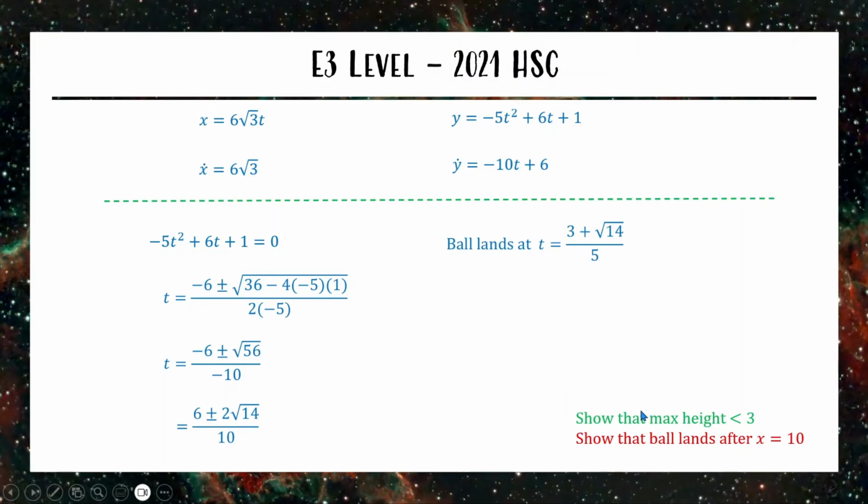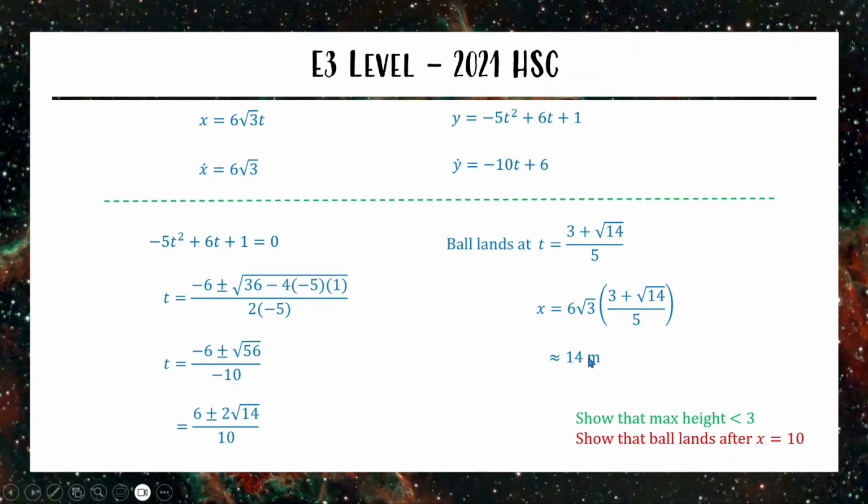And so we're trying to find the x value when it does land. So we should take this time and we should sub it into our horizontal displacement, which is up here, x equals 6 root 3t. And let's see what we get. So x equals 6 root 3 times t, where t is (3 plus root 14) over 5. Calculating this, we get a value of approximately 14 meters.